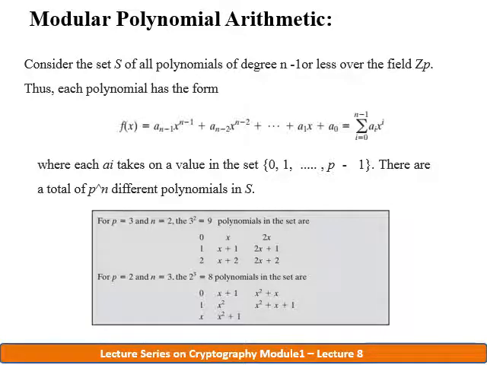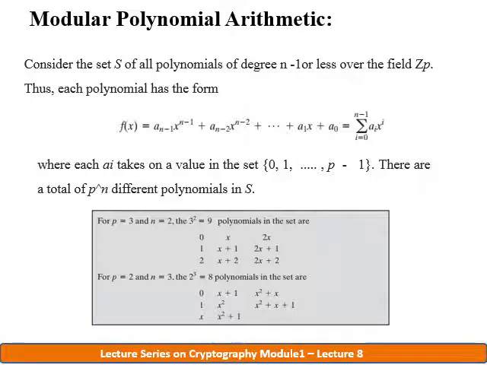We'll take one example and try to understand it better. For example, if I take p equal to 3 and n equal to 2, according to the equation of Galois field, p is 3 and n is 2. So p to the power of n means 3 squared, which is 9. We are supposed to get 9 polynomials with these p and n values.